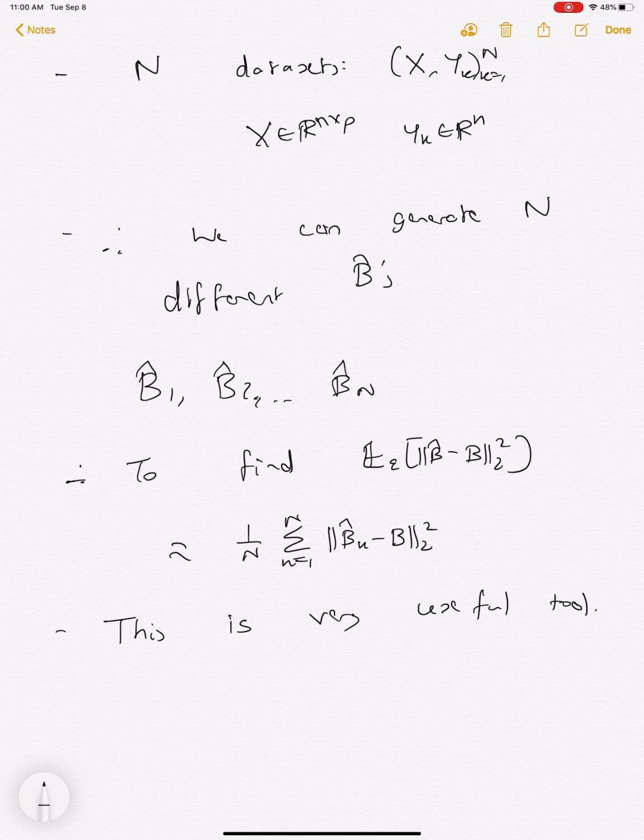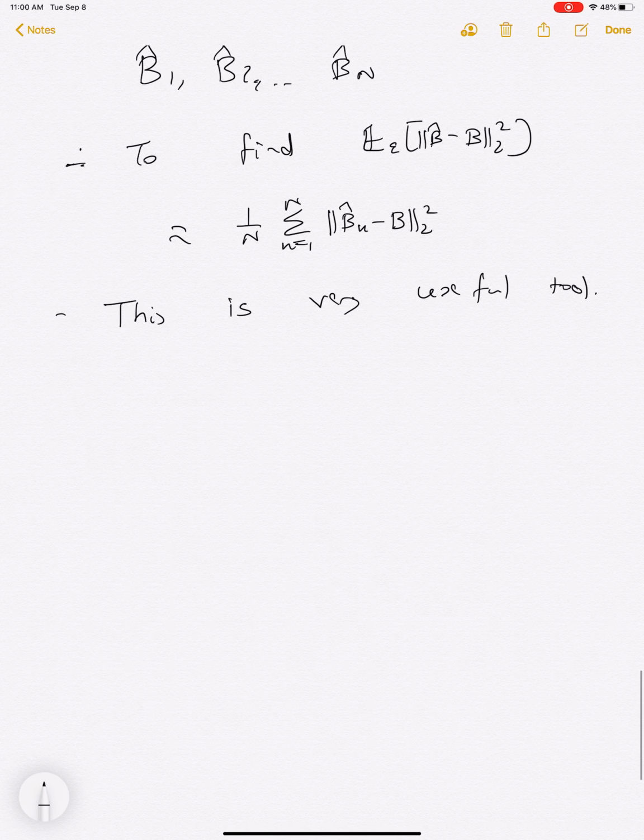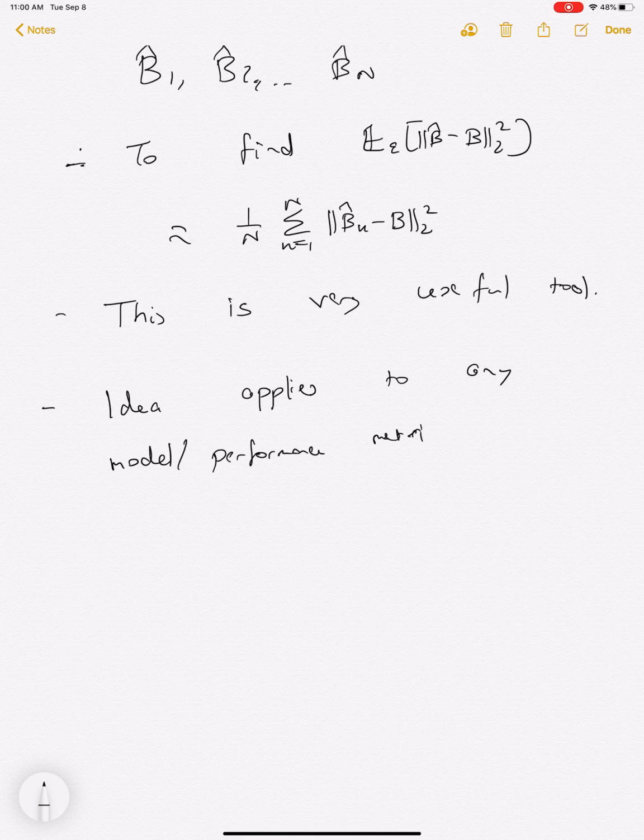Okay, and so you can do this for any algorithm or procedure. This is a very useful tool, and the idea applies to any model or performance metric. So whether you're talking about mean squared prediction error, out of sample prediction error, or anything else, you can use this simulation tool as a really good way to get a good estimate of this mean squared error. And again, this is something that you're going to use throughout this course.